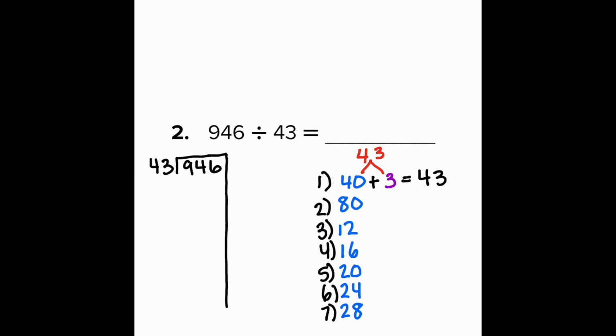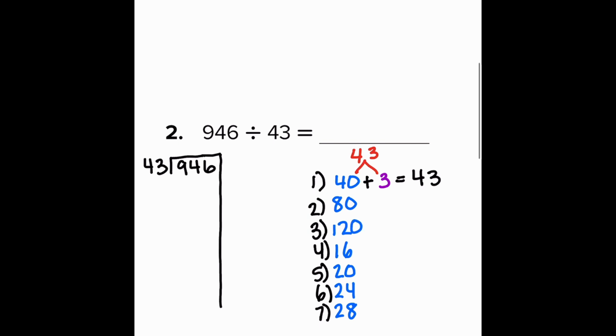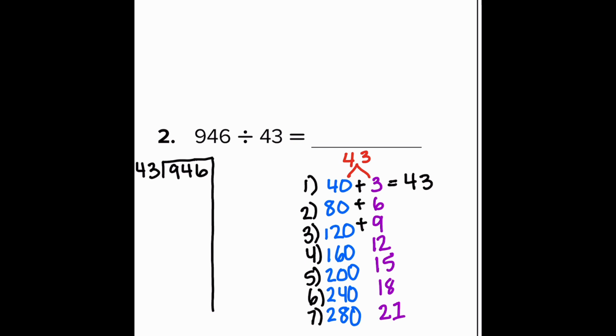But we're not done yet, because since we are working with 40s, we have to make sure that we are adding our zeros. On this side, we're going to do 3s. So we're going to skip count by 3s. So 3, 6, 9, 12, 15, 18, 21. Then we're just going to add, and that will give us the multiples of 43.